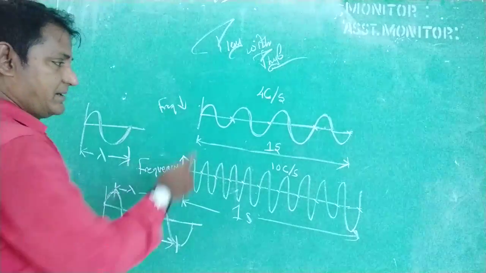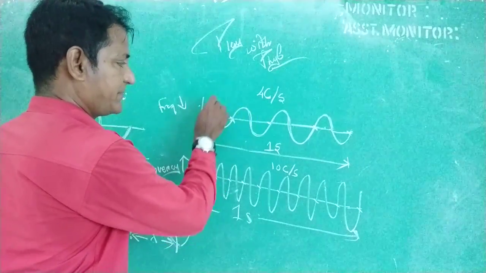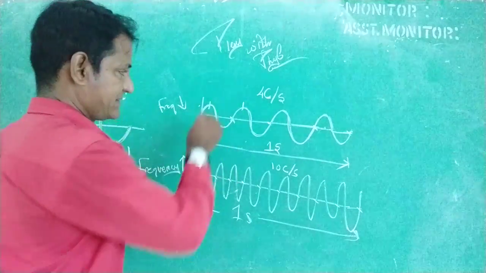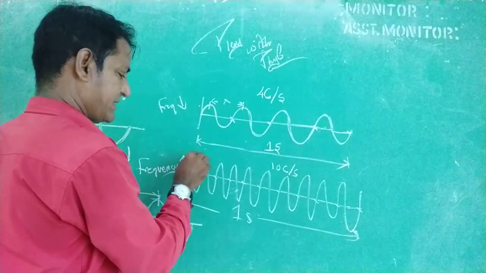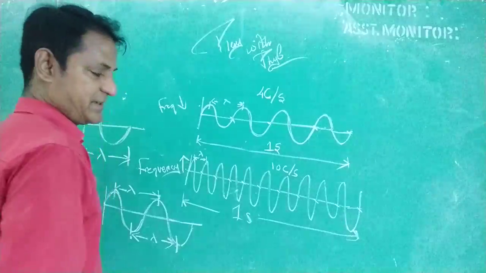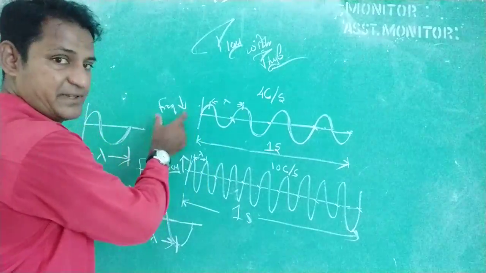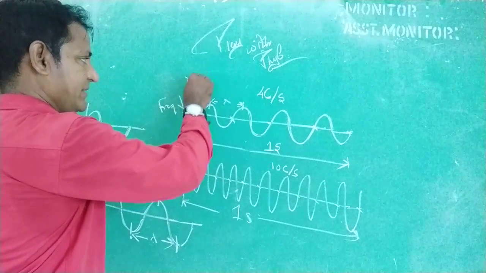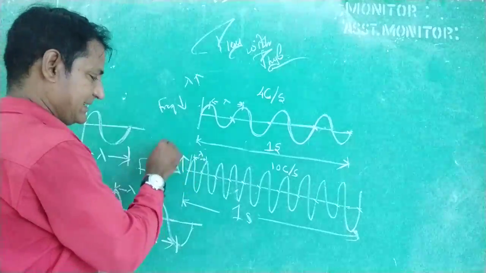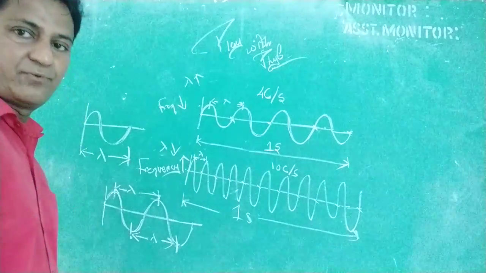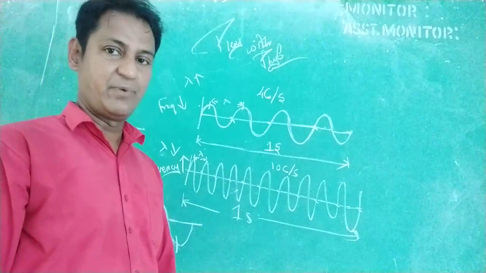So here, let me measure the wavelength. The distance between two consecutive crests is lambda here. The distance between two consecutive crests is taken as lambda here. Here this has a shorter wavelength, this has a greater wavelength. So wherever the frequency is less, certainly the wavelength will be more. Wherever the frequency is more, certainly the wavelength will be less. So frequency is always inversely proportional to the wavelength.